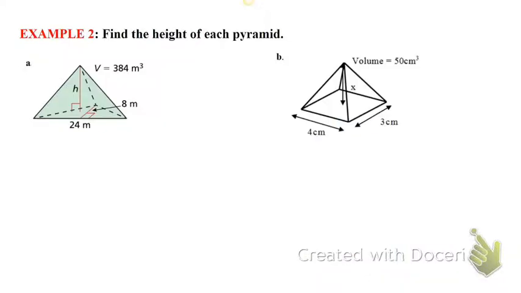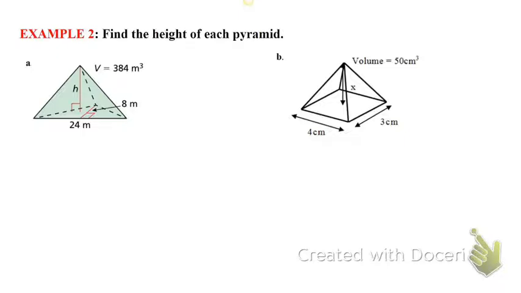Now we're going to look at the problem in a slightly different way. Example 2 is going to show us how we can find the height if we know something about the base and we know the volume. In this problem, part A, we notice that the base is a triangle and it has an altitude drawn inside of it. The base of the triangle itself is 24 meters long and the height of the triangle is 8 meters.